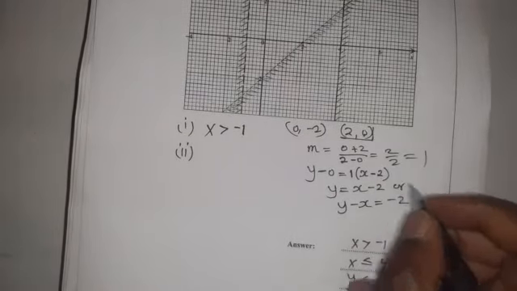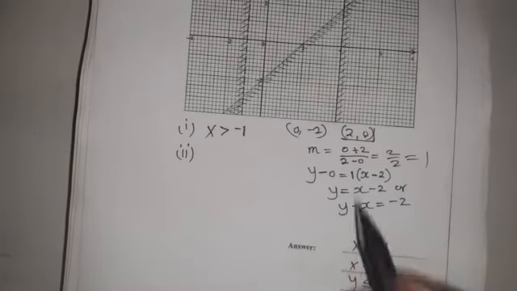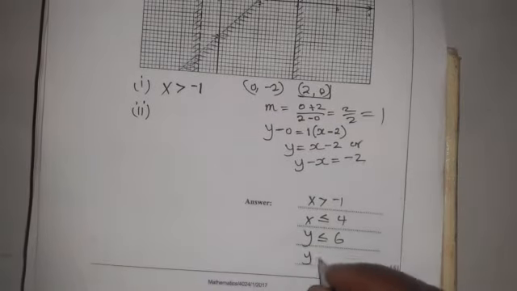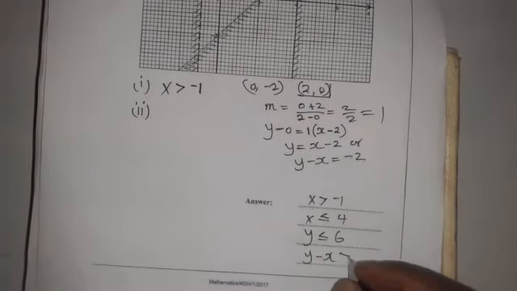Okay, so take note, it can also be written in terms of an equation. Now we want the inequality. So the region that is on top here, it is greater than, and the line is dotted. So the fact that the line is dotted, then we are going to say y minus x is greater than -2. Okay.